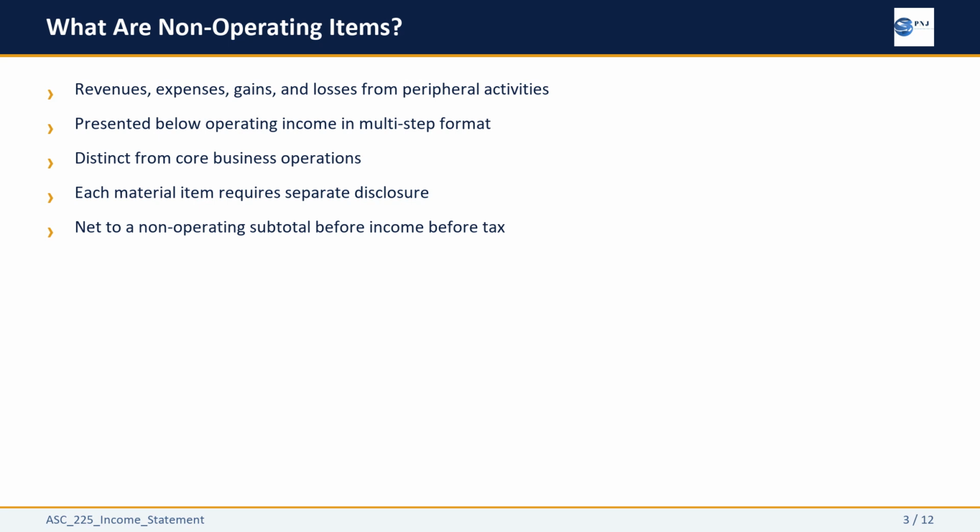Think of the income statement as a story told in two acts. The first act, operating income, captures what the business was built to do. The second act covers everything else. Non-operating items are revenues, expenses, gains, and losses that arise from activities peripheral to the entity's primary operations. They appear below the operating income line in the multi-step format. Because these items can distort perceptions of core profitability, separating them clearly is fundamental to transparent financial reporting.